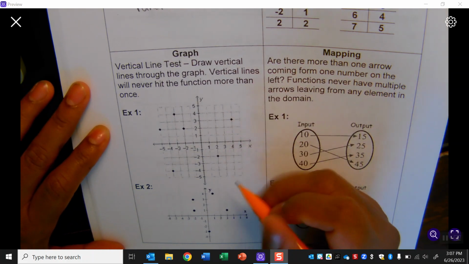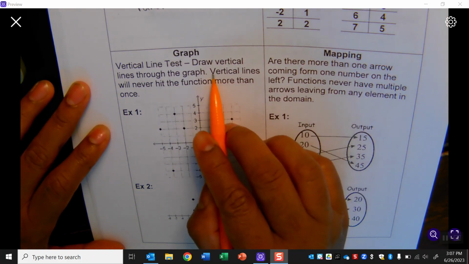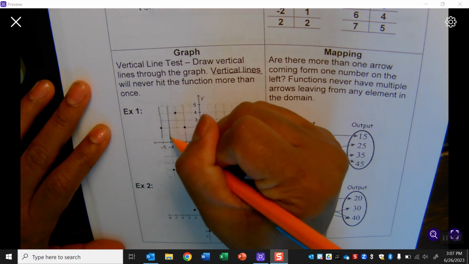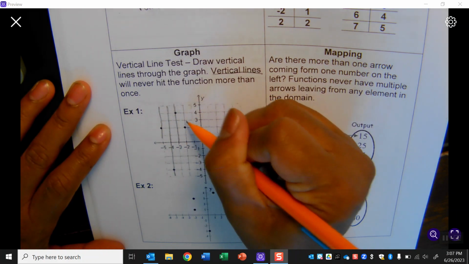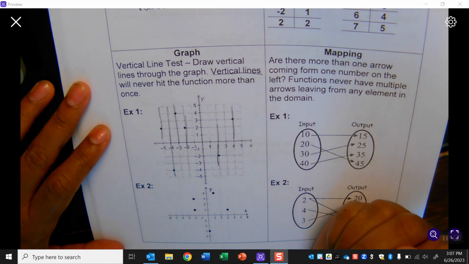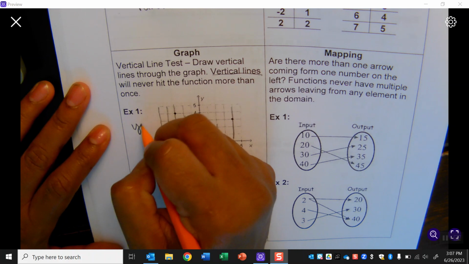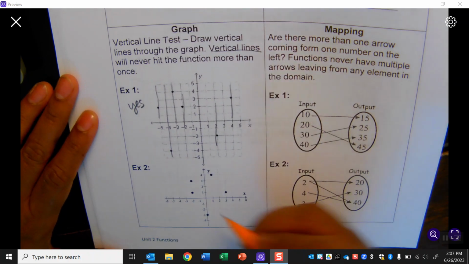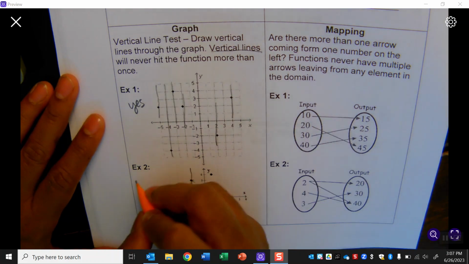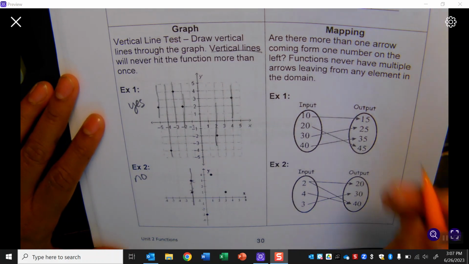Here, when you have a graph, we can do the vertical line test. So you can see that each vertical line is only hitting it once, which means that is another way to clearly see that the x values are not repeating. So this is a yes, that is a function. This one, no, is hitting it twice right there. So this is a no.